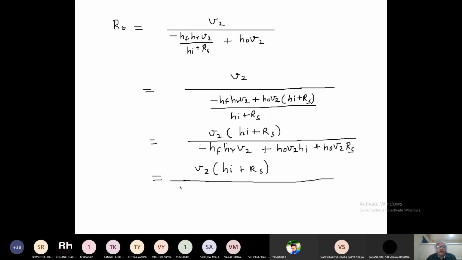Okay, so in the denominator, we will take V2 common. Right? So here we will get minus HF HR plus H naught HI plus H naught RS.